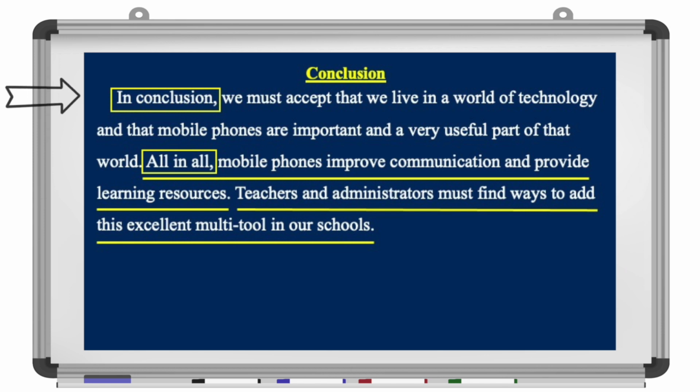The conclusion is, we must accept that we live in a world of technology, and mobile phones are an important and very useful part of that world. I used in conclusion at the beginning of this paragraph to show the reader that I am ending. All in all, here I'm summarizing. Mobile phones improve communication and provide learning sources. Teachers and administrators must find ways to add this excellent multi-tool in our school. And also, the writer added an opinion at the end, so the administration will consider his idea.